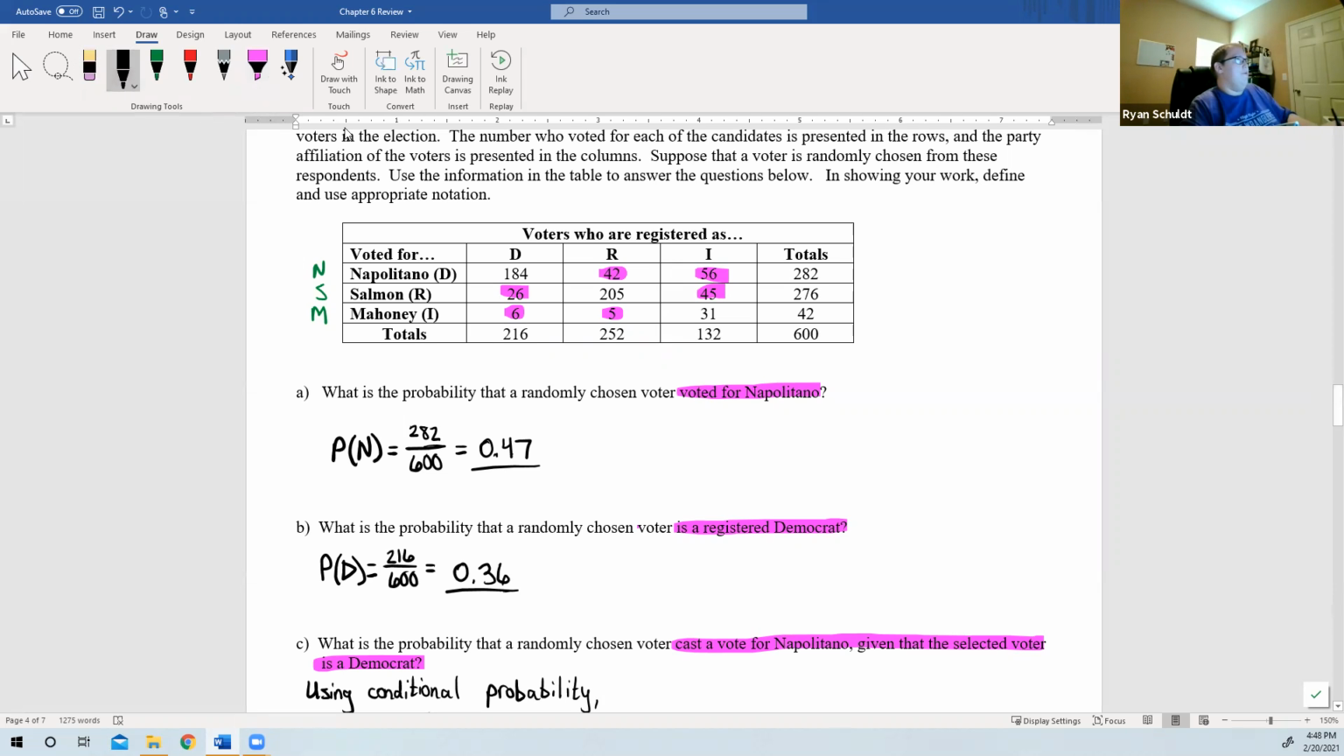So I'm going to make a note up here that the highlighted numbers are crossovers, needed for Part D. Okay.